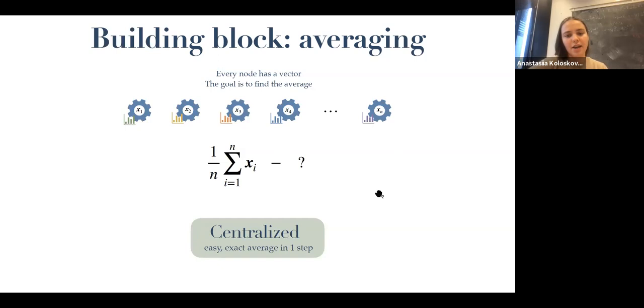If we have centralized communications, we can perform this averaging very simply in one step. Everyone sends their vector to the center, and the center averages these vectors and sends the result back.